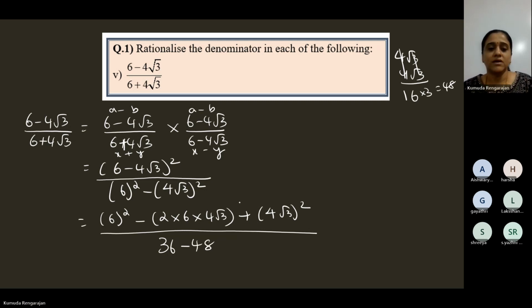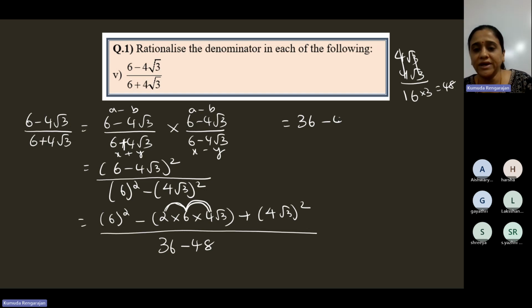Correct? Then 6 square is 36 minus 2 into 6, 12. 12 4s are 48. 12 4s are 48 root 3, plus 4 root 3 into 4 root 3. We already computed that. 4 root 3 into 4 root 3 is 48. 48 divided by 36 minus 48.